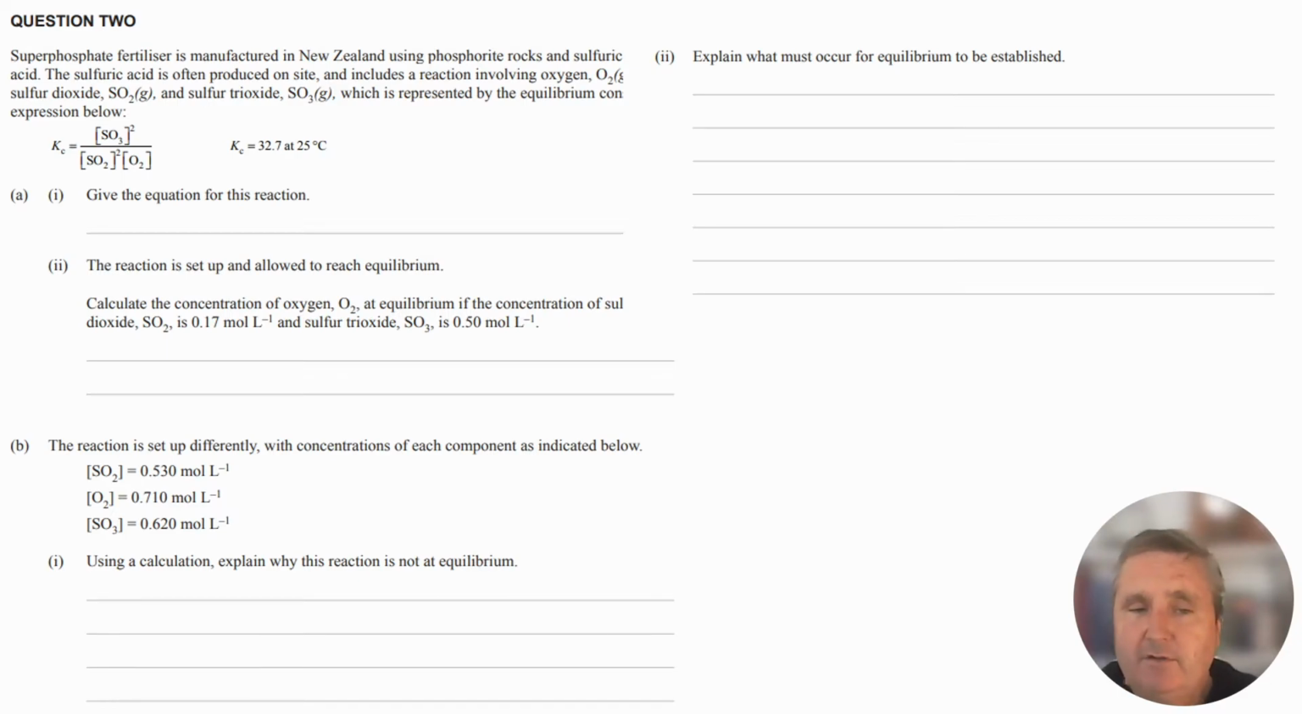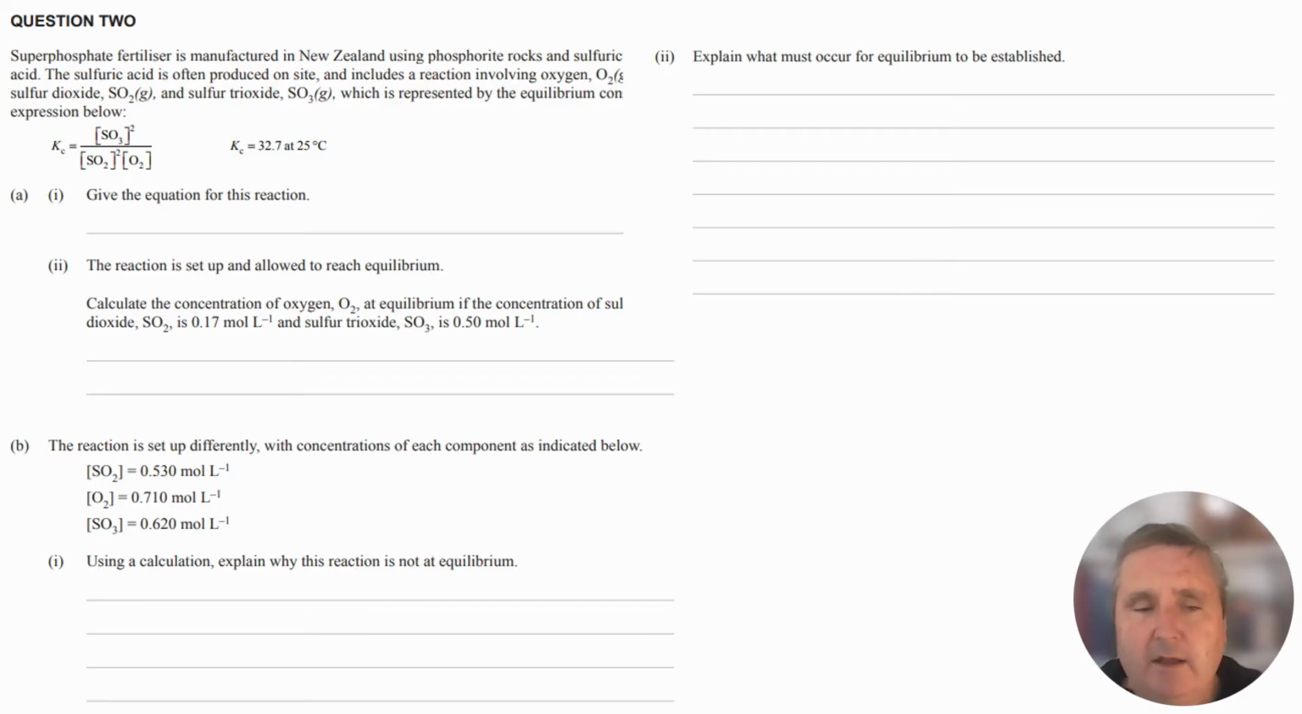The sulfuric acid is often produced on site and includes a reaction involving oxygen gas, sulfur dioxide gas and sulfur trioxide gas, which is represented by the equilibrium expression below. Here they've given us an equilibrium expression and a Kc value of 32.7 at 25 degrees Celsius. Remember that if they give us a Kc value, it's always given at a specific temperature because it is temperature dependent.